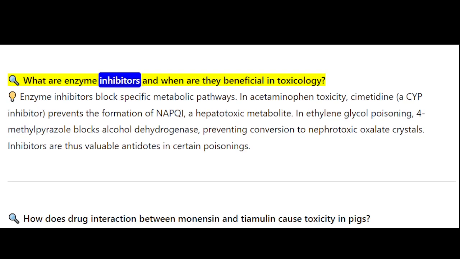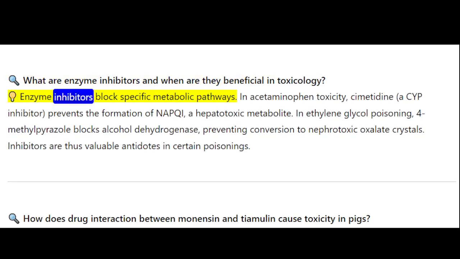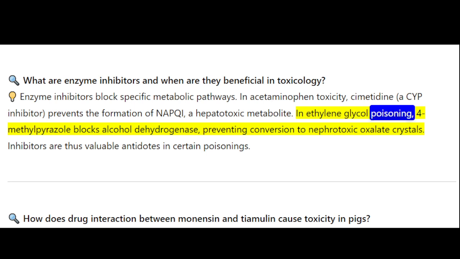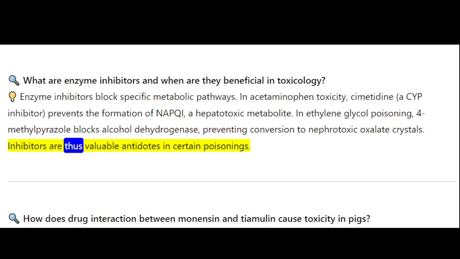What are enzyme inhibitors and when are they beneficial in toxicology? Enzyme inhibitors block specific metabolic pathways. In acetaminophen toxicity, cimetidine, a CYP inhibitor, prevents the formation of NAPQI, a hepatotoxic metabolite. In ethylene glycol poisoning, 4-methylpyrazole blocks alcohol dehydrogenase, preventing conversion to nephrotoxic oxalate crystals. Inhibitors are thus valuable antidotes in certain poisonings.